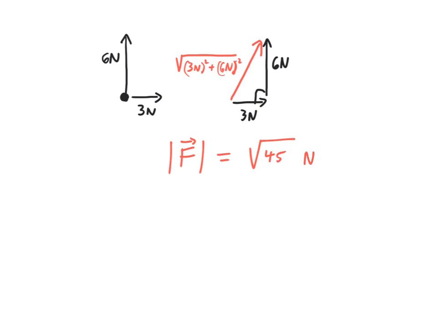We were also asked to find the angle that this force vector makes with respect to the horizontal. In other words, we want to know that angle theta right there. And just by looking at basic trigonometry, we recognize that the tangent of that angle is equal to the rise over the run, or namely 6 over 3. So therefore, the angle is equal to the inverse tangent of 2.